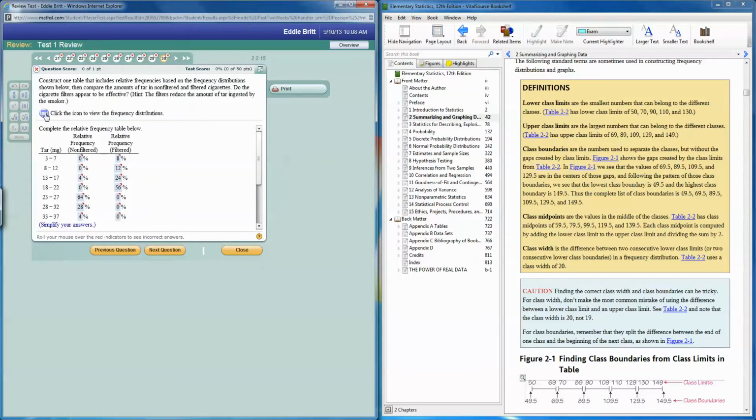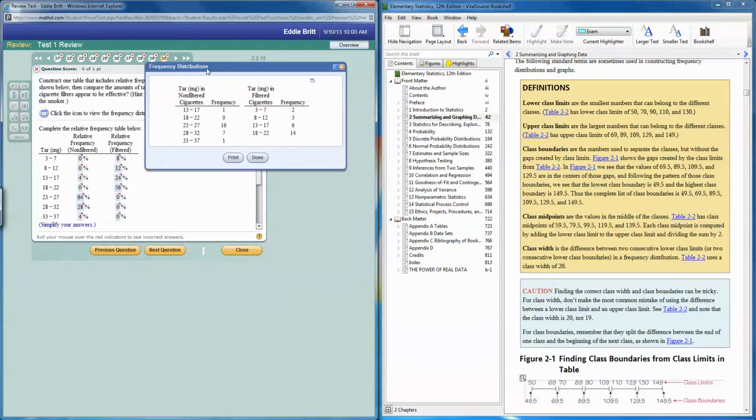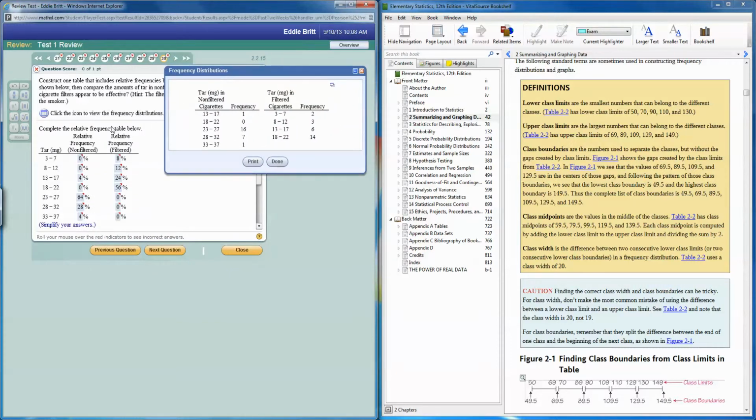Alright, and so you have to click here to actually get the set of data to look at it. And we're doing a relative frequency, so we have this in a frequency distribution. We want to make it a percentage. So the way we do that, see, tar in filtered cigarettes, tar in non-filtered. So they just have the classes listed for both.